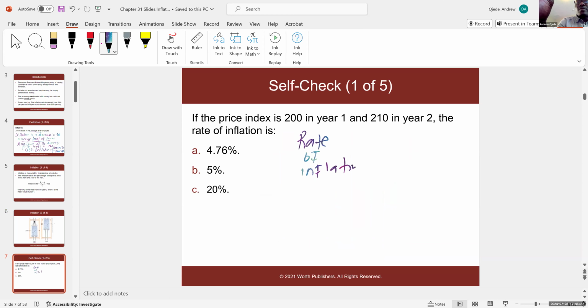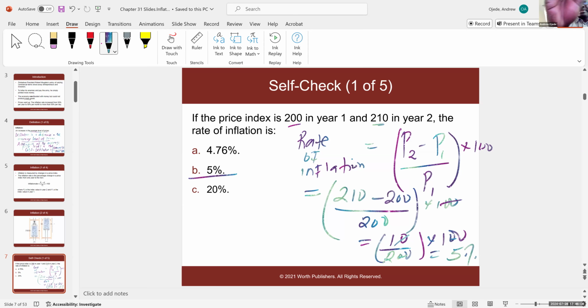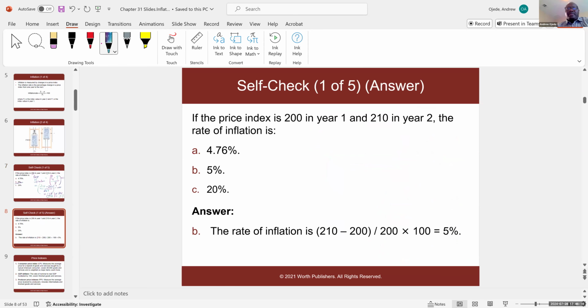Very simple. So in this case, the price level in period two is 210 minus the price level in period one, which is 200, divided by the price level in period one, 200, and then you multiply this number by 100. So you get 10 over 200, okay, times 100. So you see, the zeros cancel, and 2 goes into 100 fifty times, so you get 5. That means the rate of inflation is 5%. So B is going to be the correct choice, okay? So that's what we do here.